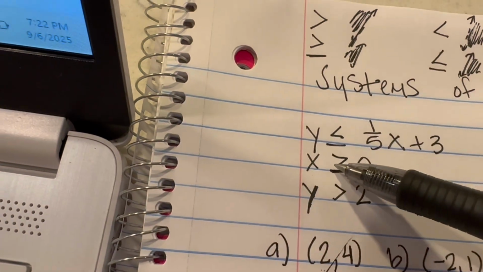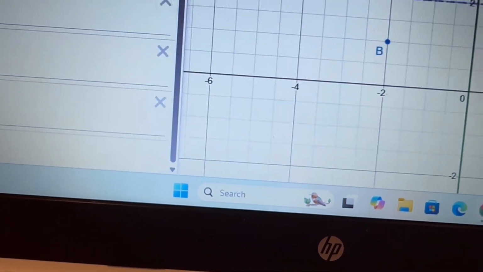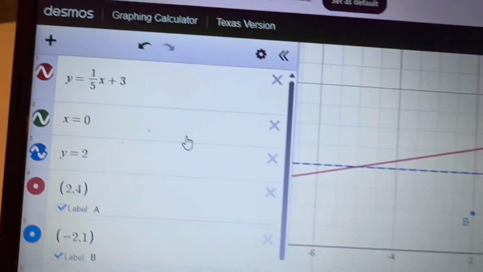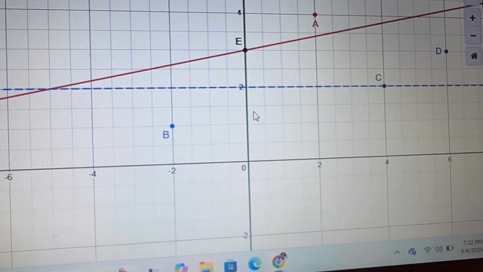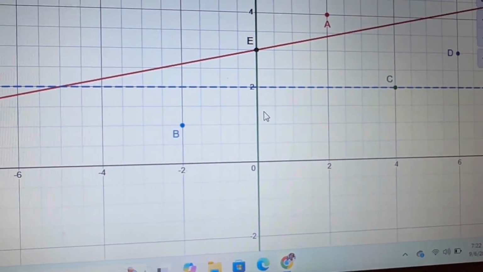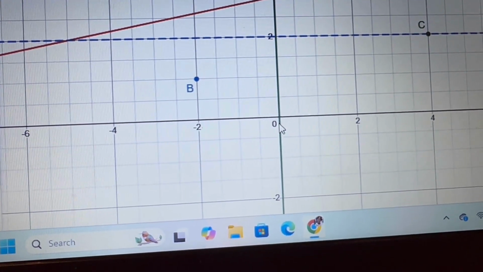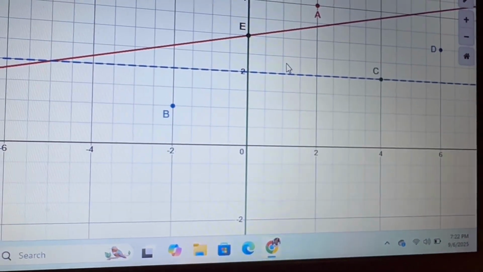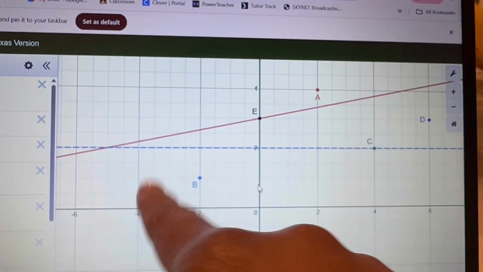Okay, next line. Which points are greater than the second line? Our second line is the green one, x equals 0. It's going through 0. That's what x equals 0 looks like. Which points are greater than x equals 0? Here's x equals 0. These points over here are greater, going positive. So which points are to the right of the green line? Over here, not over here.